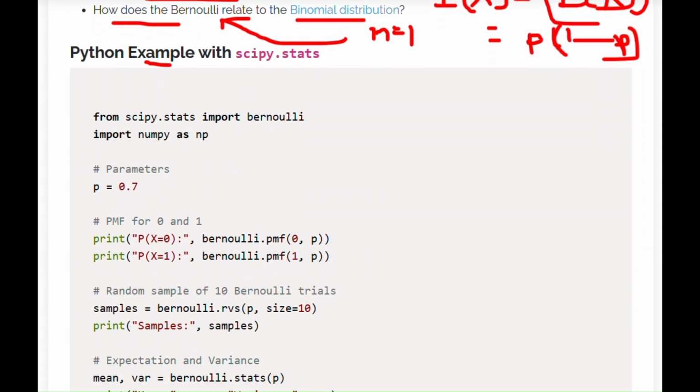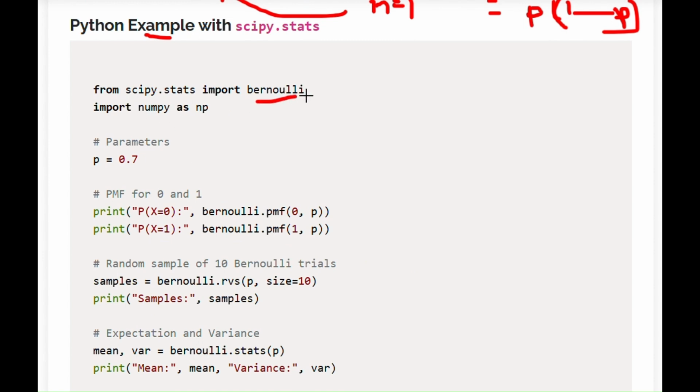So here are some examples. We import the Bernoulli package from scipy.stats. We set the parameter p equal to 0.7, which is the probability of success. To calculate the PMF at x equal to 0, we use the function Bernoulli.pmf and pass it the first parameter x and the second p. So we pass it 0 and p. Similarly, for x equal to 1, we pass 1 and p. This gives us the PMF for 0 and 1.